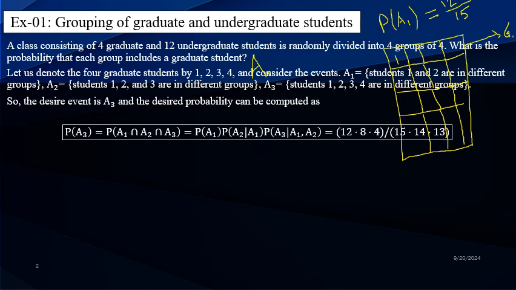Now, if you come to talk about A2, what is the problem? You are not directly going to compute A2. What you will compute is the probability of A2 given A1. That means group 1 is already done. You are talking about group 2. A2 is talking about students 1, 2 and 3 being in different groups. So A1 and A2 are already in different groups. Suppose, for simplicity, we say that 2 is coming in the second group, call it G2.